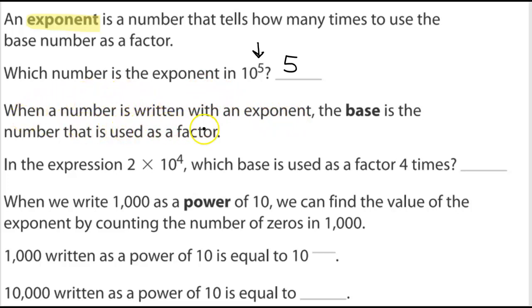When a number is written with an exponent, the base is the number that is used as the factor. So this base is 10 in this problem right here. So 10 is the base number, and then 5 is the exponent. Okay, it has the power. It tells us how many times we're going to multiply that base number. So in the expression 2 times 10 to the 4th, which base is used as a factor 4 times?